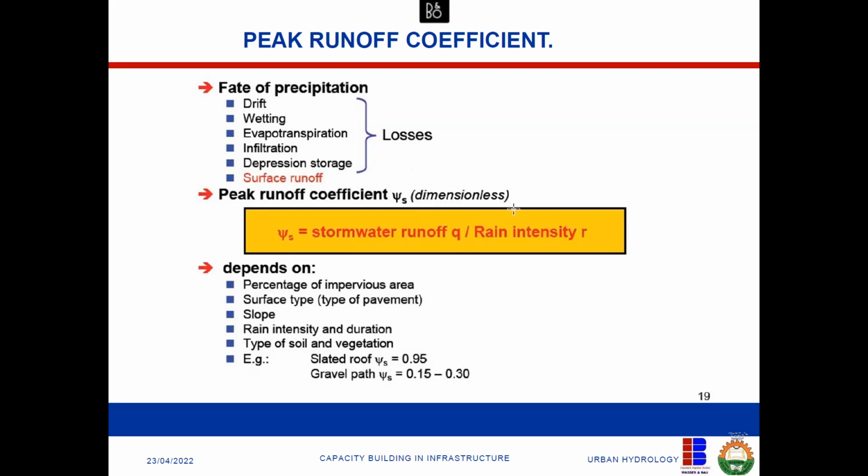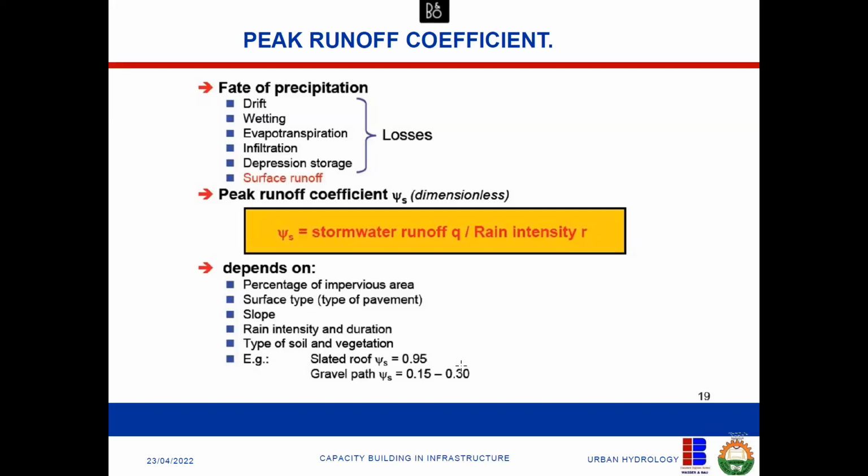And it's a dimensionless constant. For instance, a roof has a runoff coefficient of 0.95. Why is it 0.95 for a roof? Almost 1. It means that of every rain that falls on the roof, 95% will contribute to runoff. Whereas a gravel part has a runoff coefficient of between 50% and 30%.